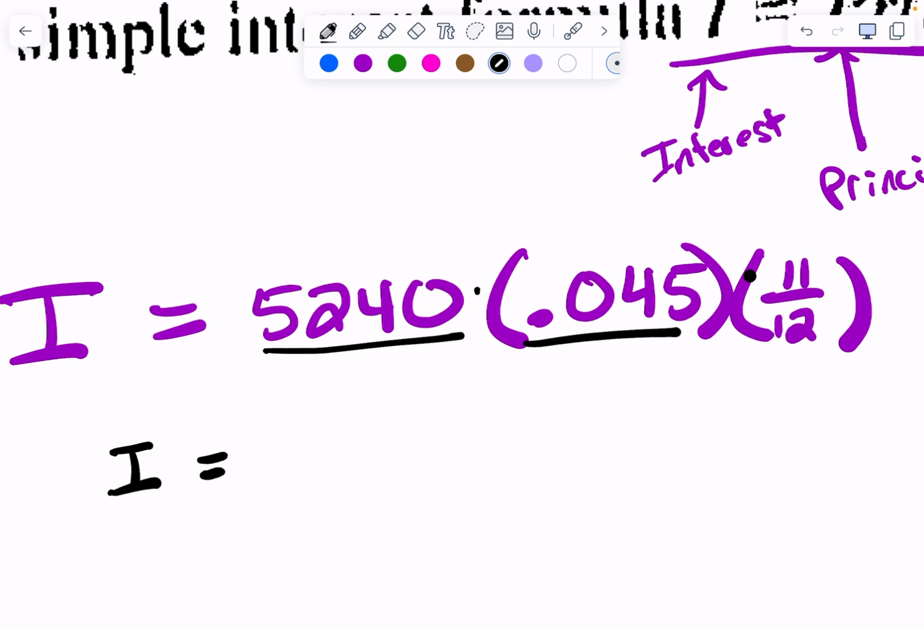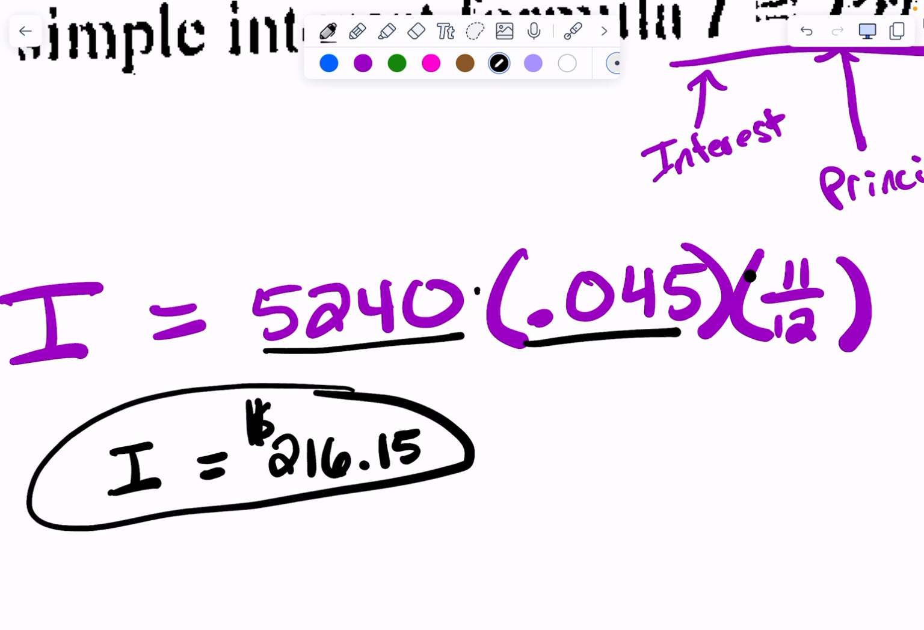$5,000 is what the principal is. So I'm going to guess that it's going to be maybe, I don't know, $50 or something like that. Oh, $216.15. That's kind of a hefty interest, but that's okay. And interest is pretty hefty.